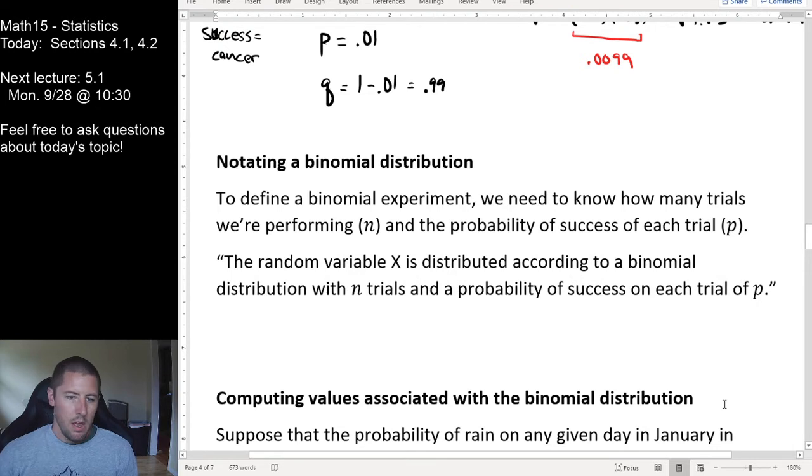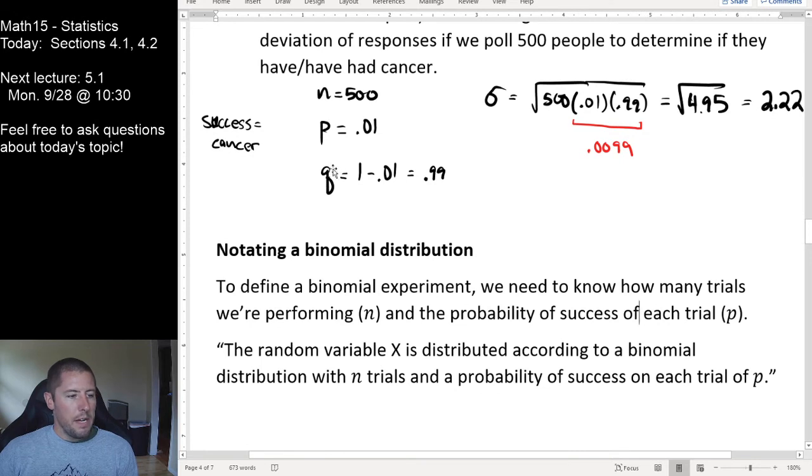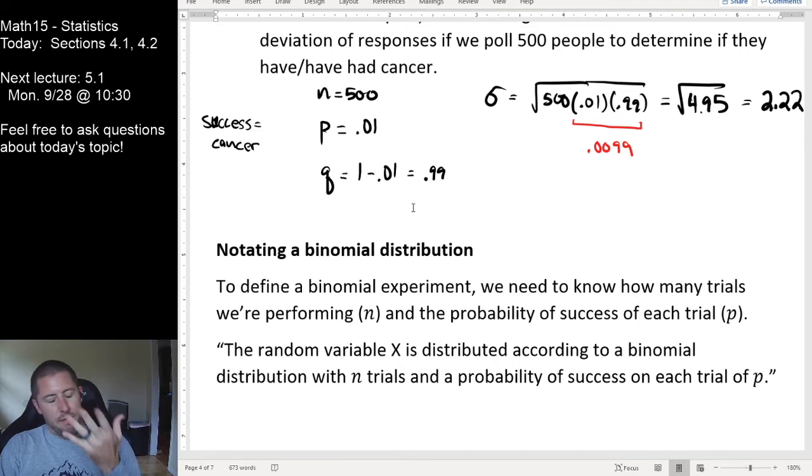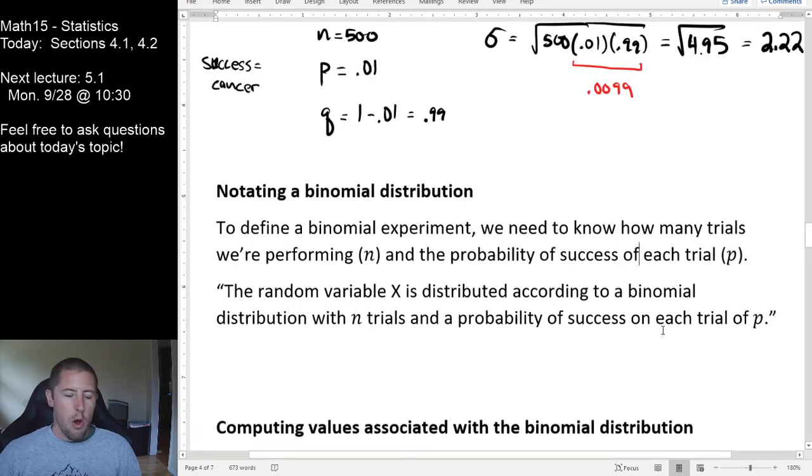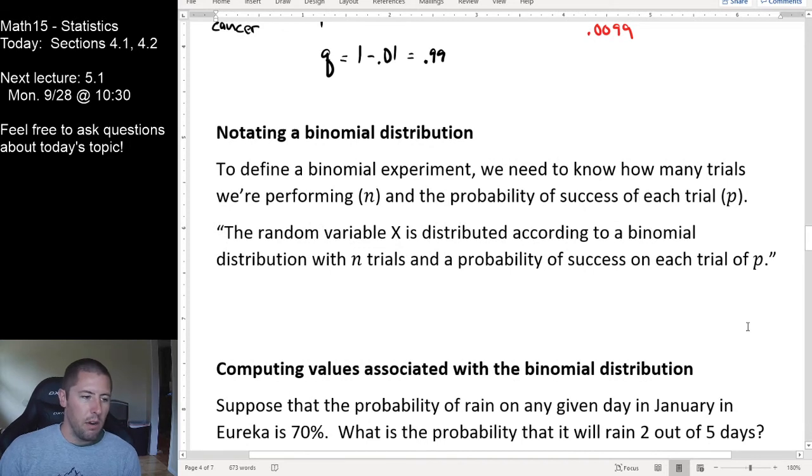a piece of information. So you should notice that to define a binomial experiment, we need to know how many trials we're performing, and we need to know the probability of success of each trial. You should also notice that q comes up in every single one of these computations, but I can always determine q just by knowing what p was. It's always just 1 minus p. So that's not really extra information. If I know that p is 1%, I by default know that q is 99%. That doesn't need to be given to me. So as long as I know n and I know p, I know everything I need to know about how this variable is distributed. So n and p are really the key here.